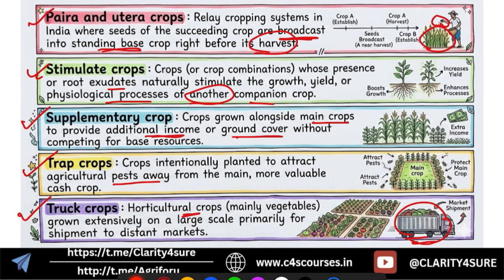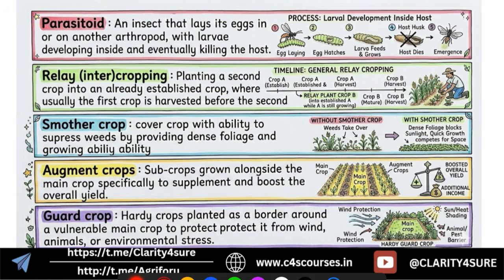So this is the term which we generally use for the horticultural crops, mainly vegetables, which are grown extensively on the large scale, primarily for the shipment to the distant markets, right? So yes. Next and the last slide on this is the first concept, a parasitoid.